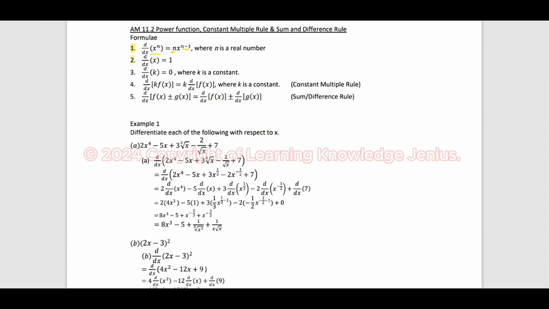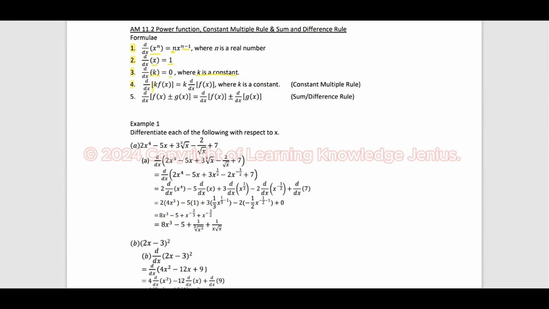Okay, formula number 2, differentiation of x is equal to 1. This one you can just memorize. Rule number 3, differentiation of any constant. Differentiation of any constant is equal to 0, any constant.